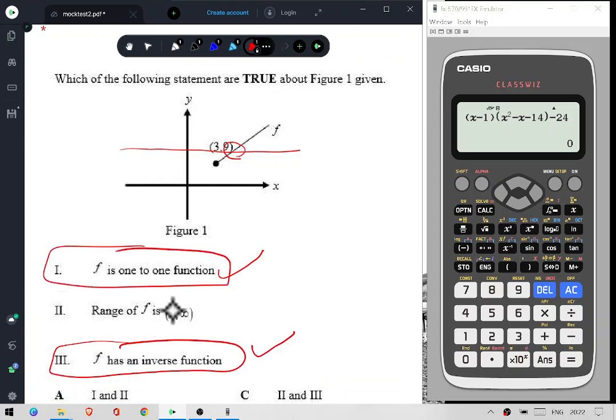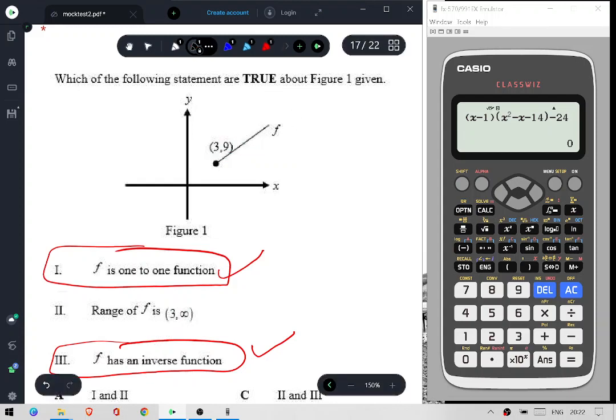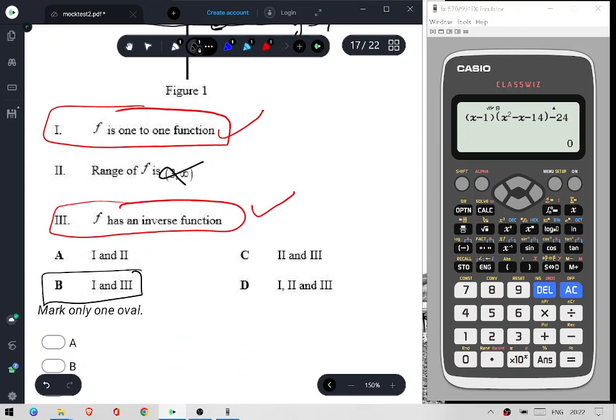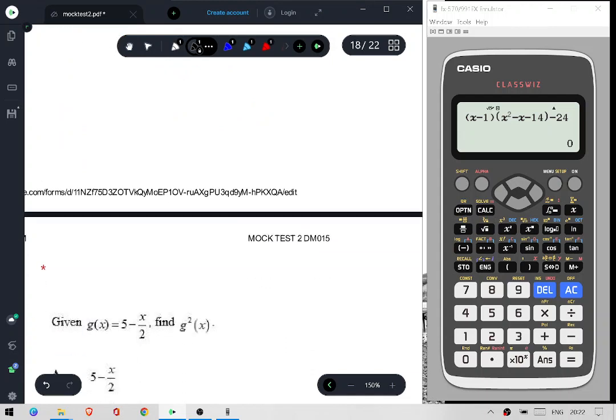Range of f is 3 to infinity. Is that right or not? Let's have a look. Okay. Range are the values of y that the function f covers. So for the function, we can use this line. We see it starts from the value of 9, y equals 9, until infinity. So it is wrong. So the answer is B, 1 and 3. Okay, next.